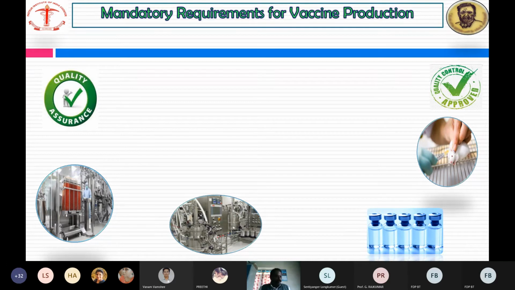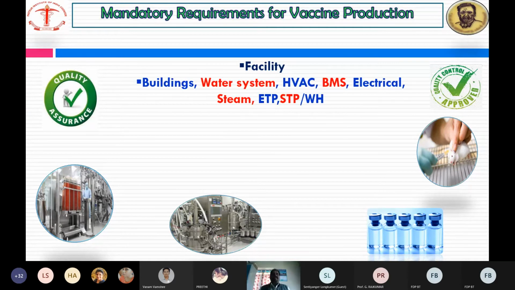How can we achieve that? By the mandatory requirement. So one is a facility. What is meant by facility? That facility means it should comply with the regulatory requirements. What are the compliances? There's a building. The building should not have any kind of insects. It should not allow the entering of birds. It should not allow entry of cattle. It should be free from unwanted material.